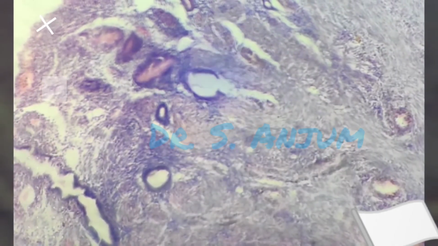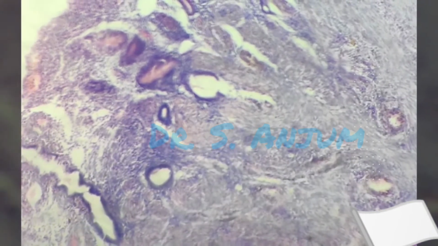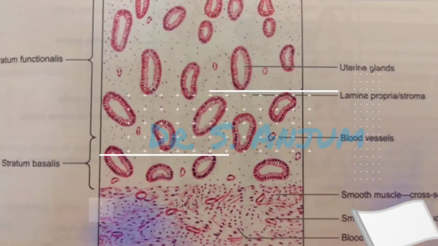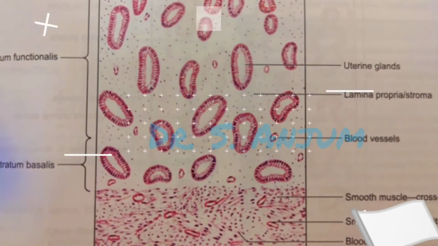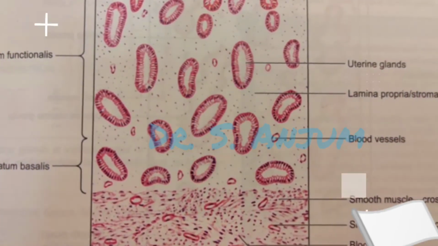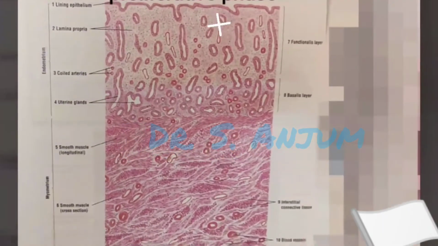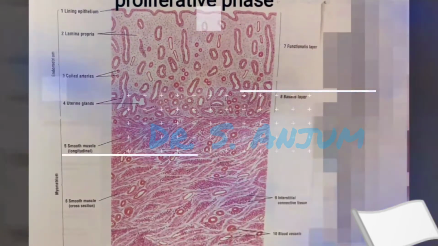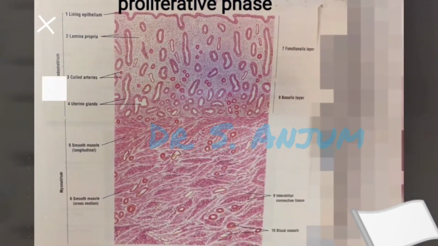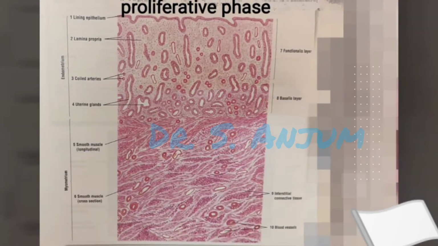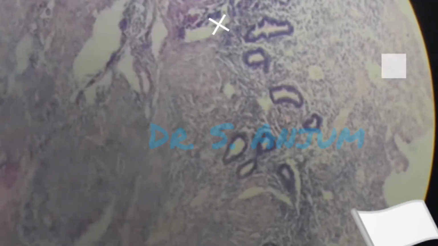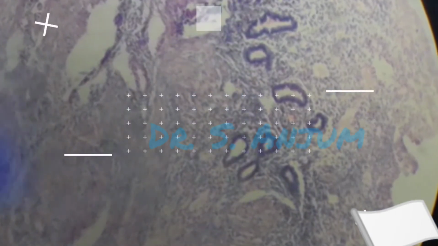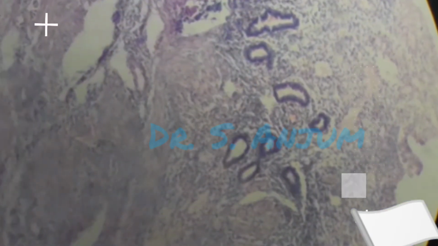On each side, it receives the opening of the uterine tube at the superolateral angle and communicates below with the vagina through the external os. The uterus consists of three parts from above downward. The first part is the fundus, then the body, and the last part is the cervix. Fundus is the part above the attachment of the fallopian tube. Above the uterine opening of the fallopian tube is called the fundal part.